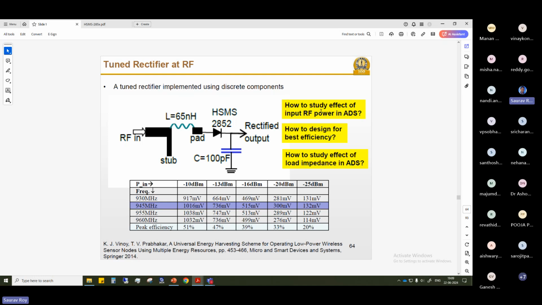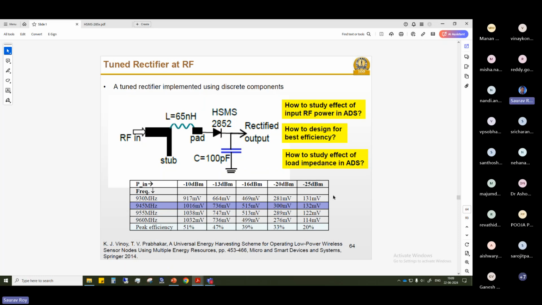So what is the impact of input RF power? If you vary the RF input power, what happens with the output? How do you improve the efficiency? And what is the impact of load impedance here? If you take a capacitor or load RL resistance or a combination of this, what happens? There is a table already for different input power, what happens for different frequencies, and across different frequencies what happens for the efficiency.